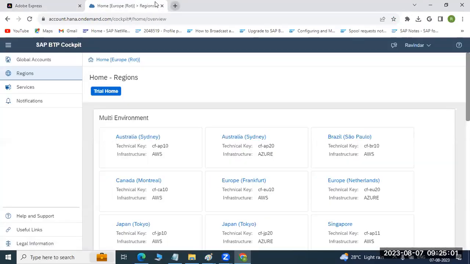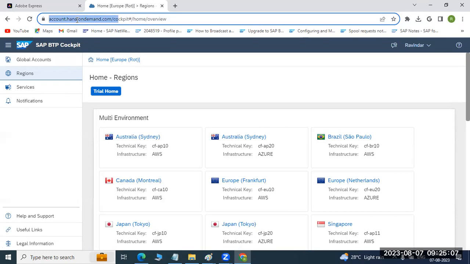This is our BTP cockpit launchpad. This is our web-based BTP cockpit, and we can do all our activities here. You can open this from any mobile device, laptop, desktop, or whatever smart device you have.